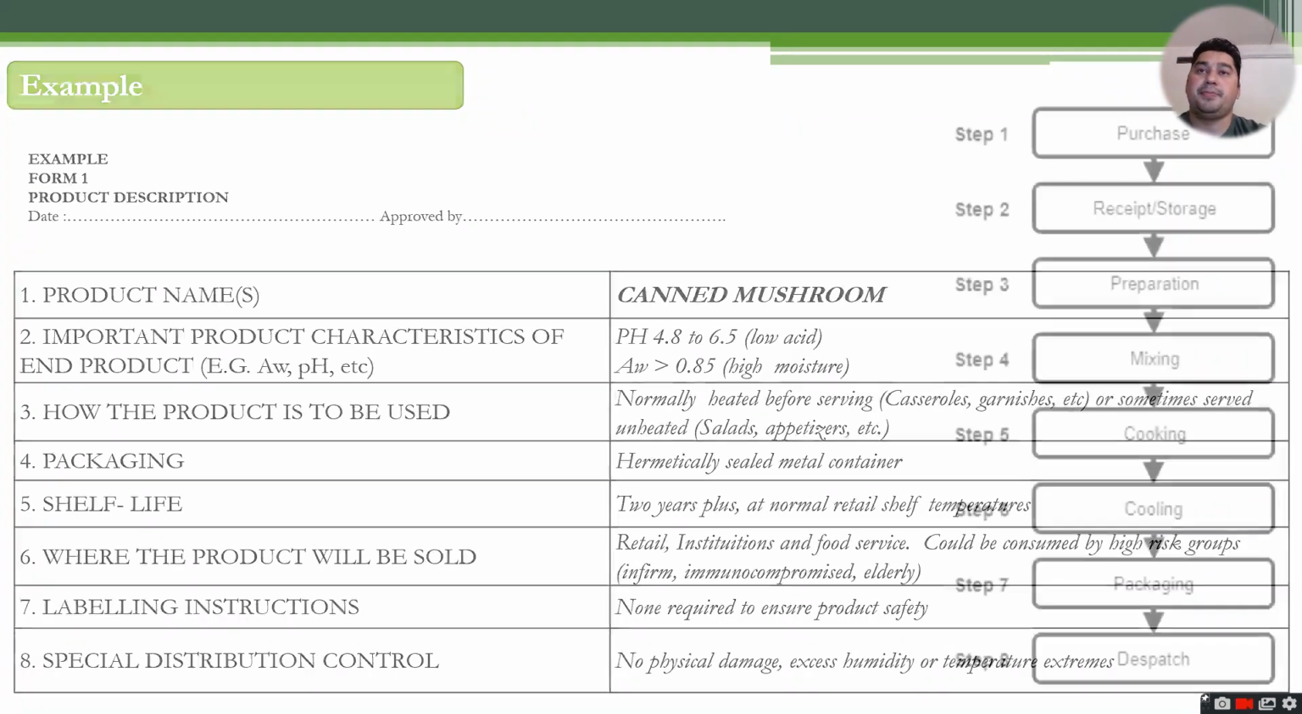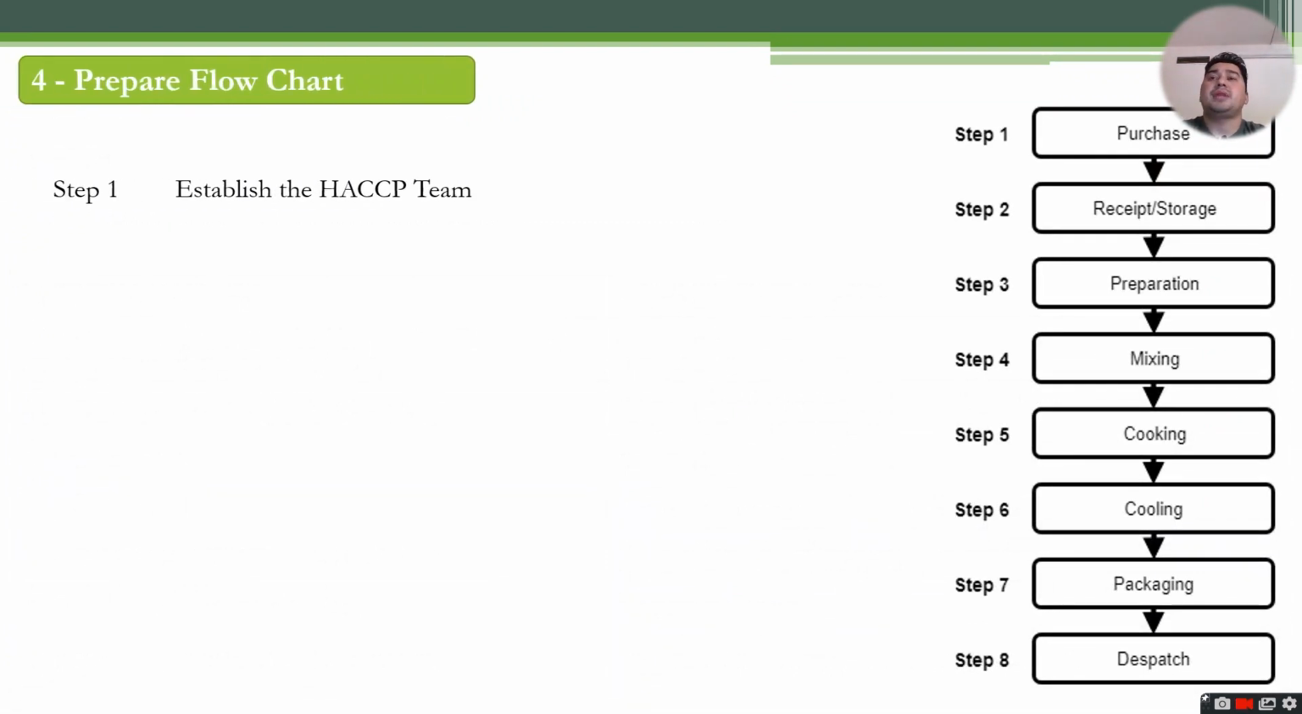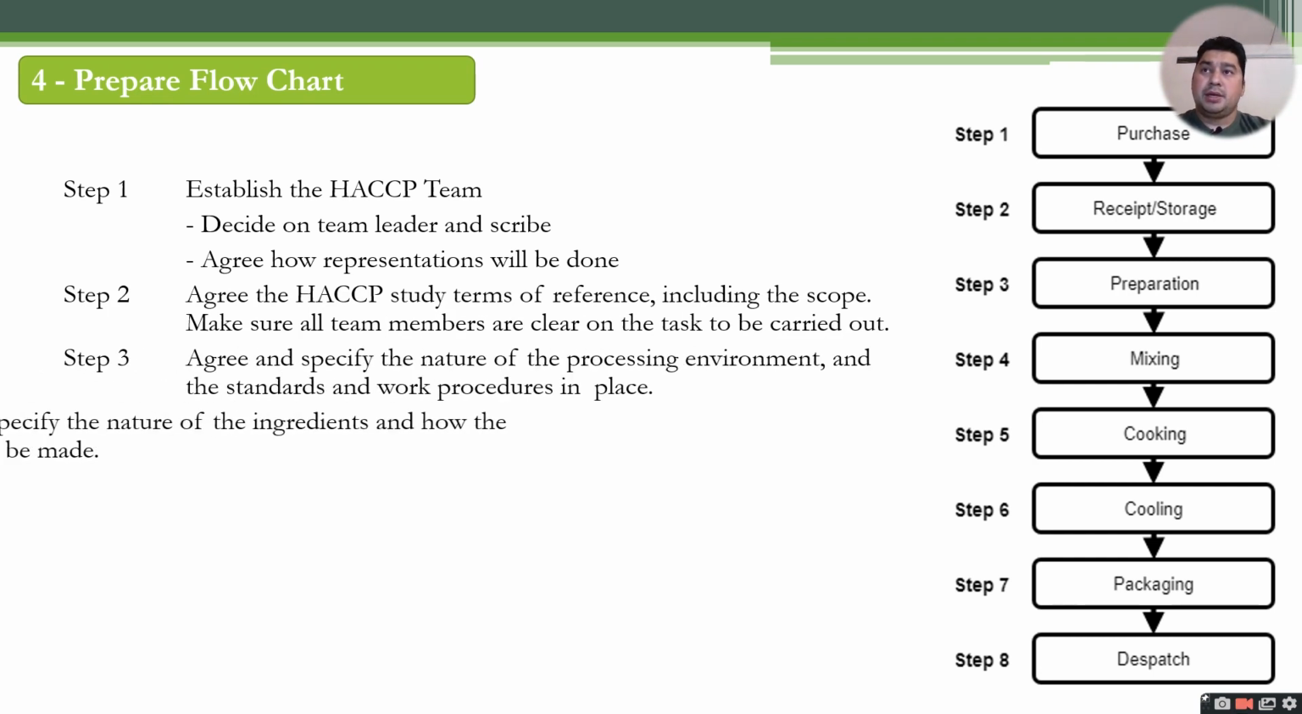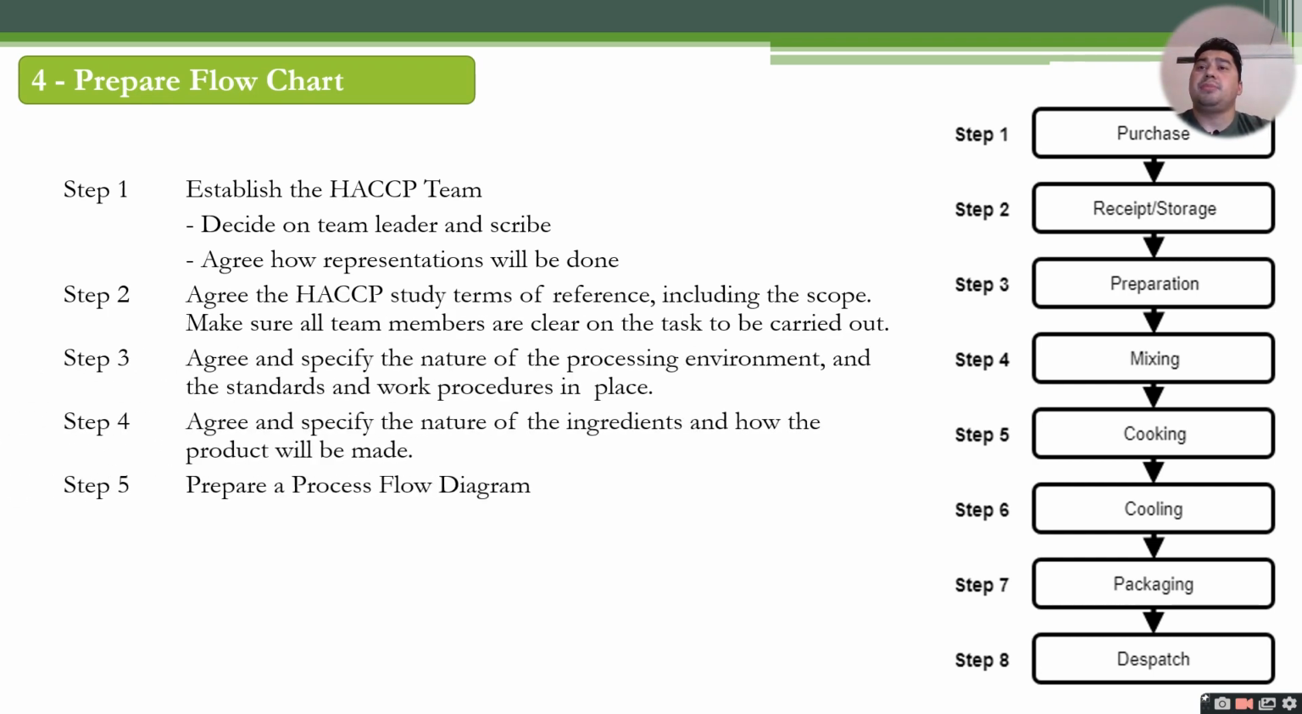Intended use, how it should be used. After that, we have to prepare the flow chart. So step 1, first of all, establish the HACCP team, decide on team leader and scribe. After that, agree how representation will be done. As I said, you have to decide the HACCP team, and the HACCP team leader should be decided. Step 2, agree the HACCP study team terms of reference, including the scope. Make sure all the team members are clear on the task to be carried out.